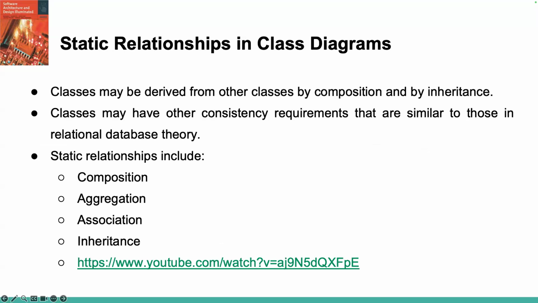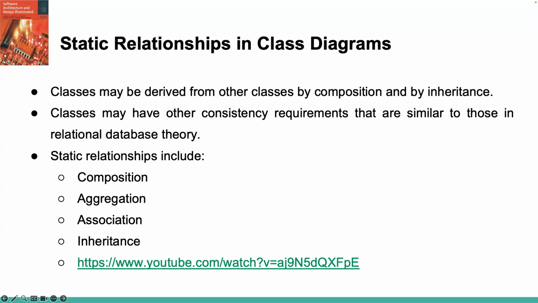In object-oriented paradigm or object-oriented design, classes can be derived from other classes through two main approaches, composition and inheritance. Just like in relational database theory, classes can have consistency requirements and they form static relationships that define how they interact at a structural level. Here are four key types of static relationship.